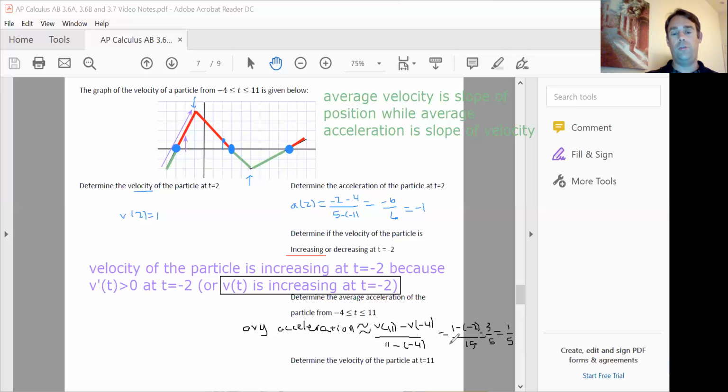And the last part, determine the velocity of the particle at t equals 11. Well, that's an easy peasy one. Velocity is just that value right there. So the velocity of 11, that's just that point right there at the end. And that would be 1.